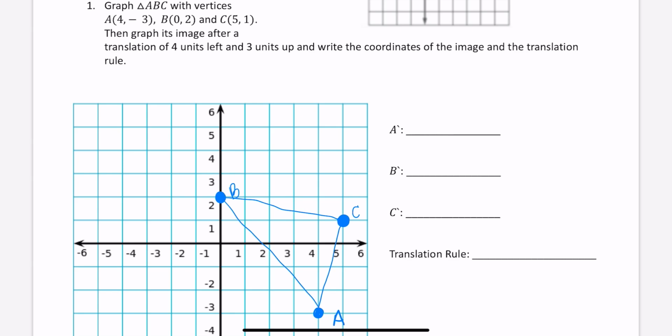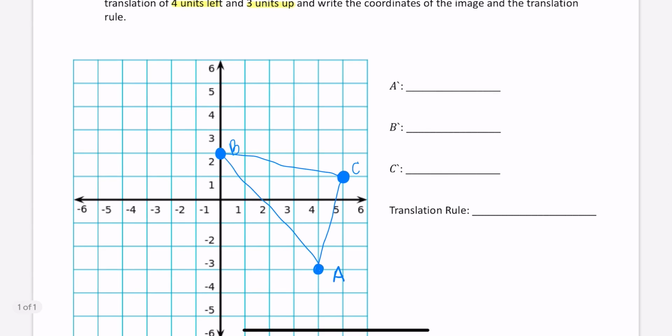Okay, now I'm going to use my translation rule, which is 4 units left and then 3 units up. So I'm going to take each point and go 4 units left and 3 units up. So point A is going to go 1, 2, 3, 4 left and 1, 2, 3 up. And so this is going to be my A prime. Okay, and then B, 1, 2, 3, 4, 1, 2, 3. Here's my B prime. And then C prime is going to be 1, 2, 3, 4, 1, 2, 3. And C prime. And it's okay, your figures might overlap a little bit. But there is my A', B', and C'.